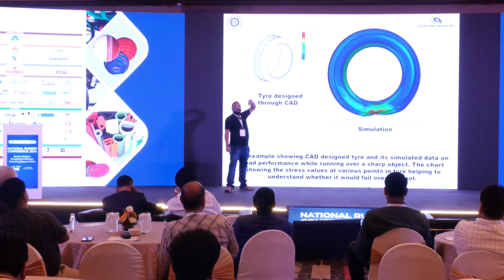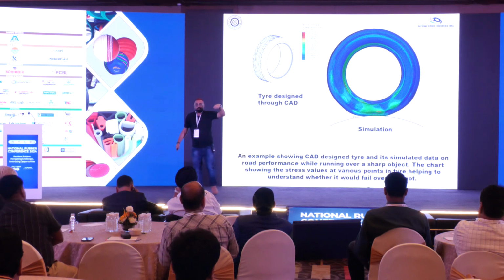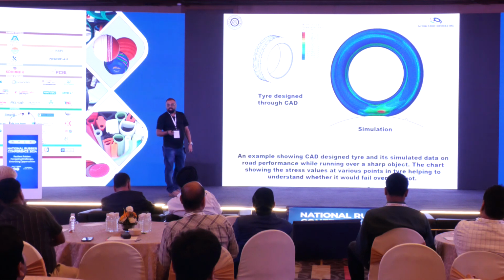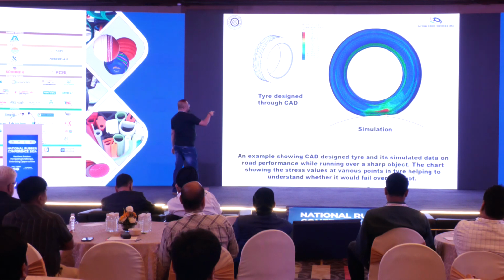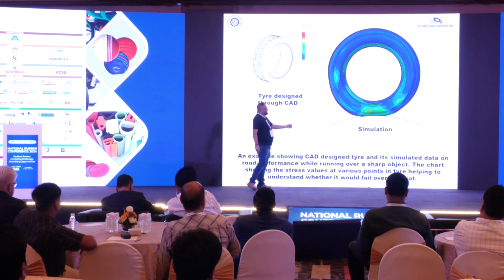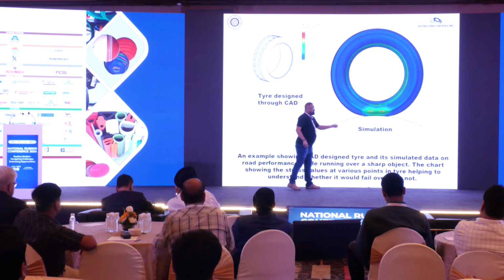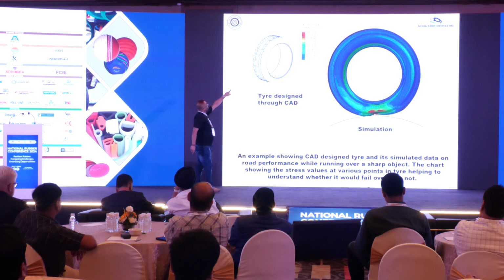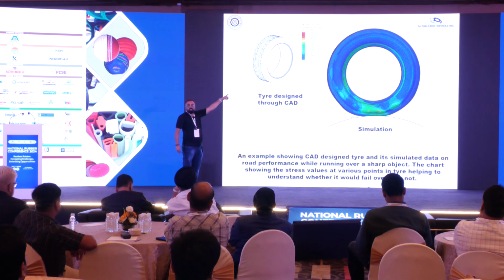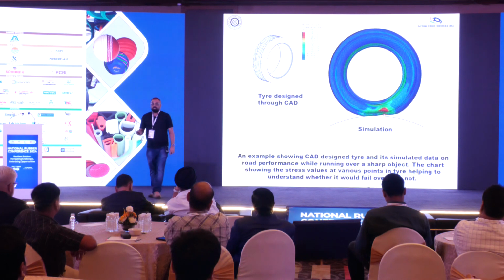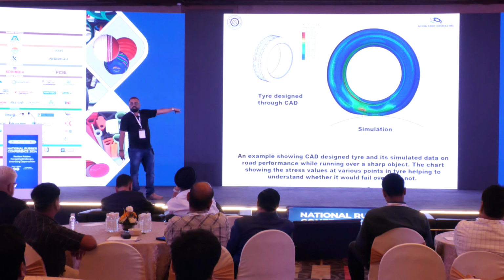Red colors are the highly stressed areas, and the blue colors are the least stressed areas. If you have the material properties, the tensile strength data of this tread compound, and you see how much stress is being developed there, then if the tensile strength value is higher than that, it means nothing will happen when your tire rolls over this kind of sharp object.